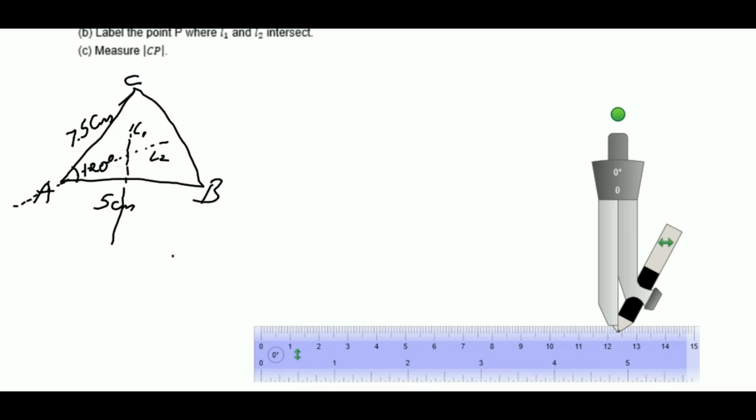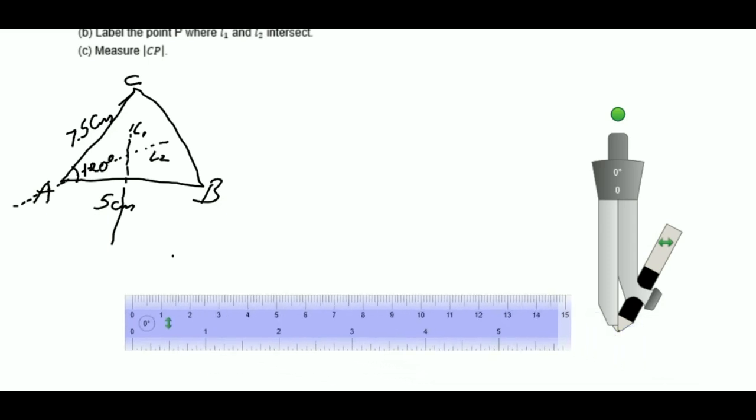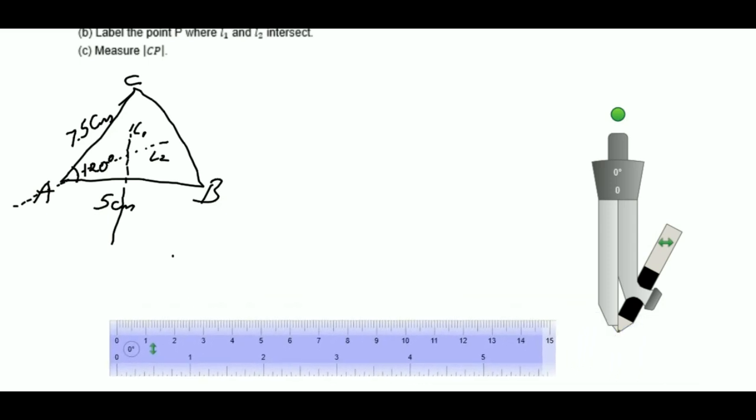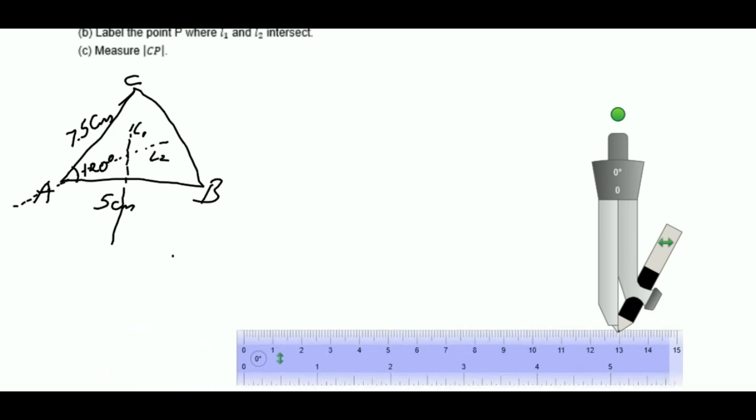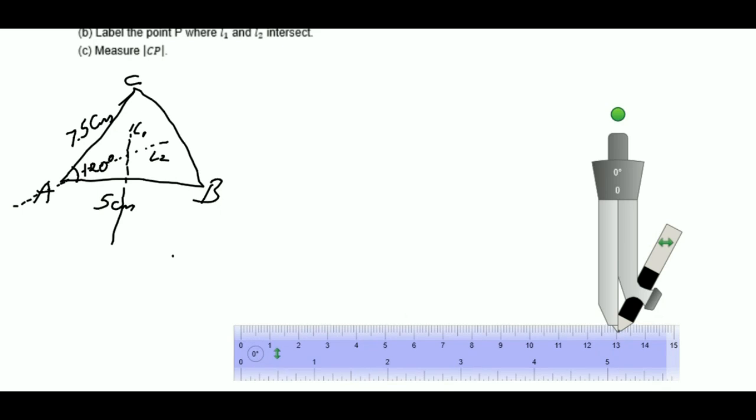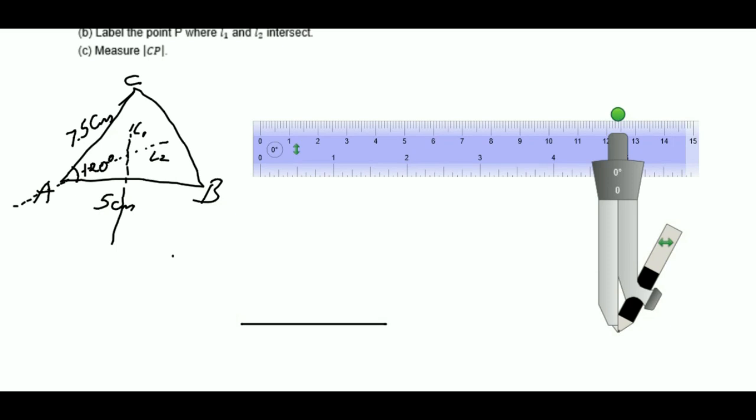So let me make this a thin line for startup. Back to the matter. Now here I've got the ruler and I need to draw a line. Let me bring it right here. I need to draw a line AB of 5 centimeters. So from here to here, 5 centimeters. That is AB. Let me get this ruler out of the way.